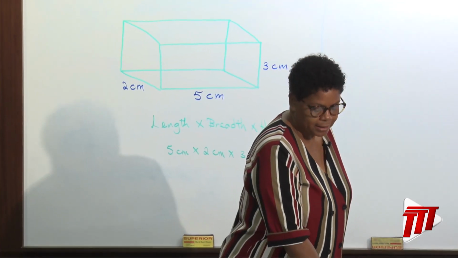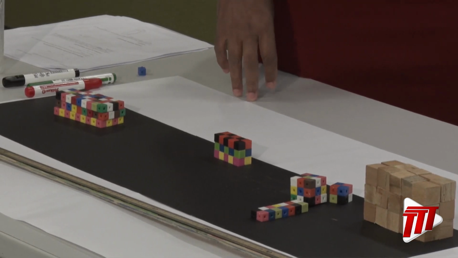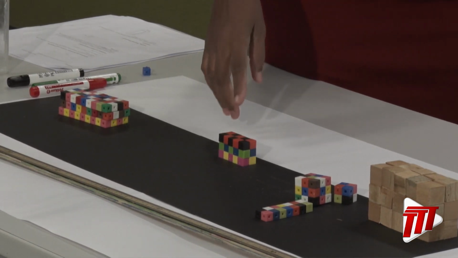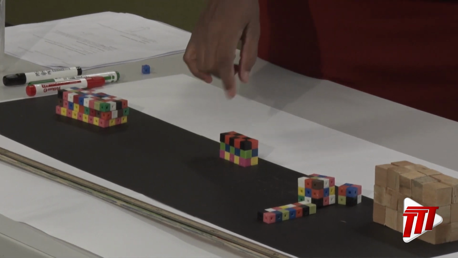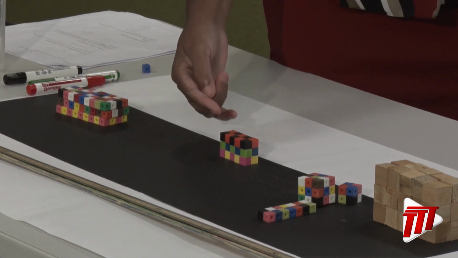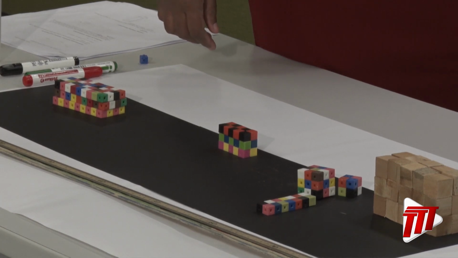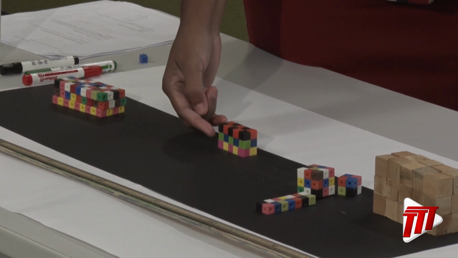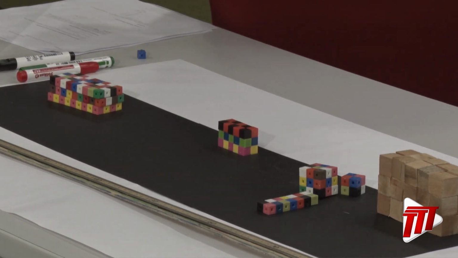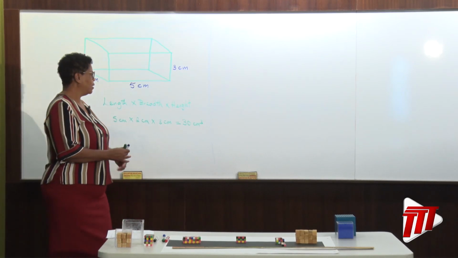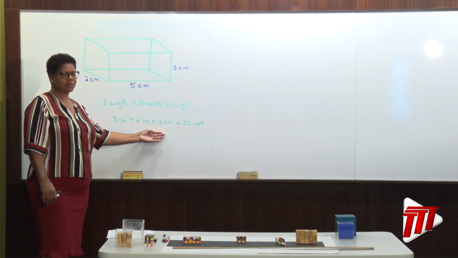On the table here we have a cuboid we can check. And if we look at the top of the cuboid, which is just as the base, we have 5 multiplied by 2, which is 10. And we have 1, 2, 3 layers. So that's 10 and 10 and 10, which is 30 cubic centimeters. So remember our formula, length multiplied by breadth multiplied by height.